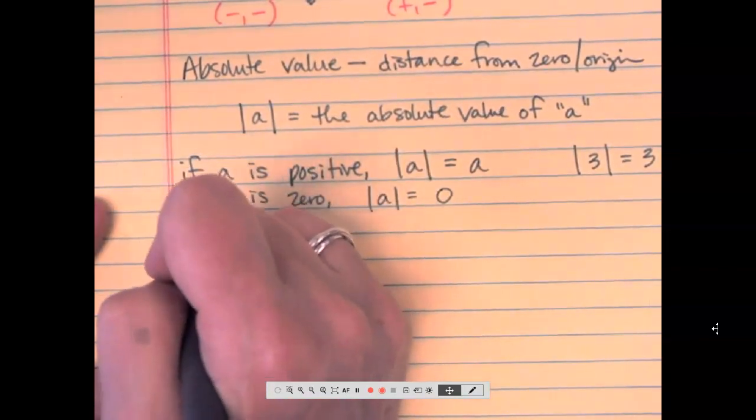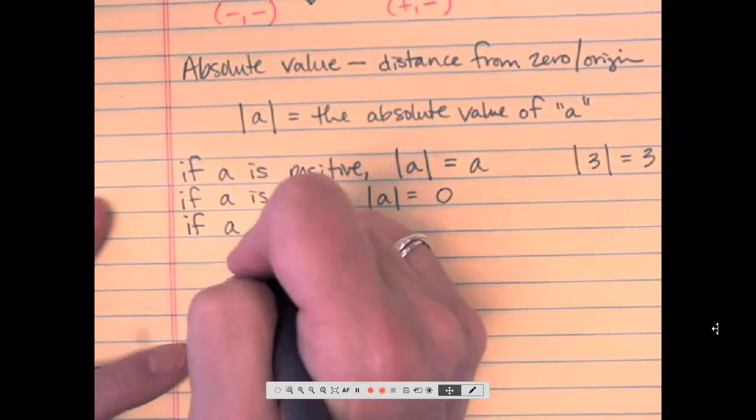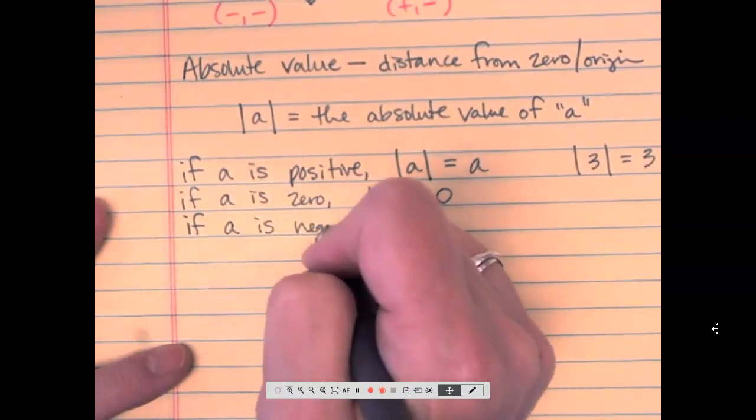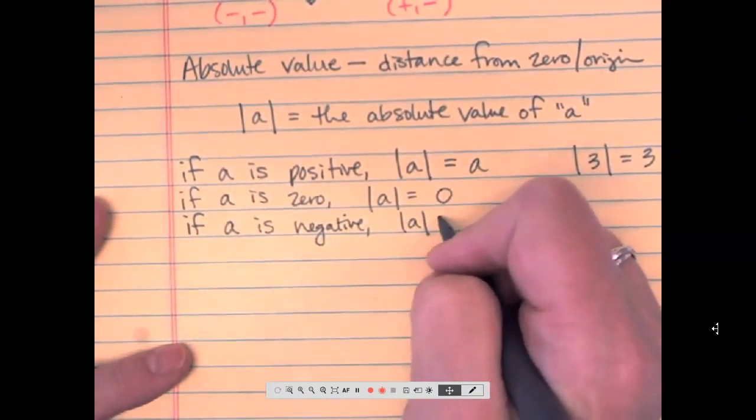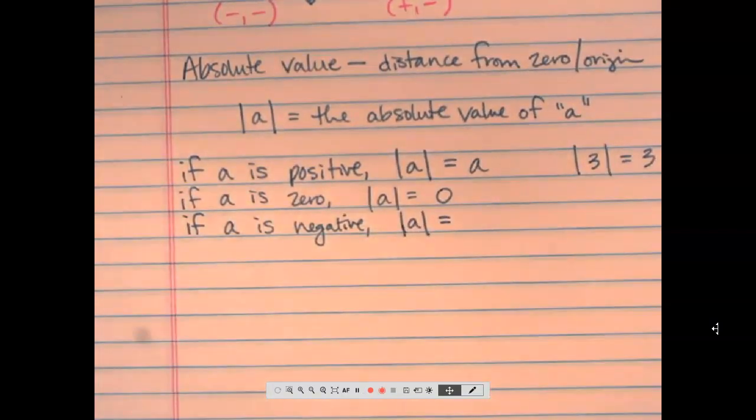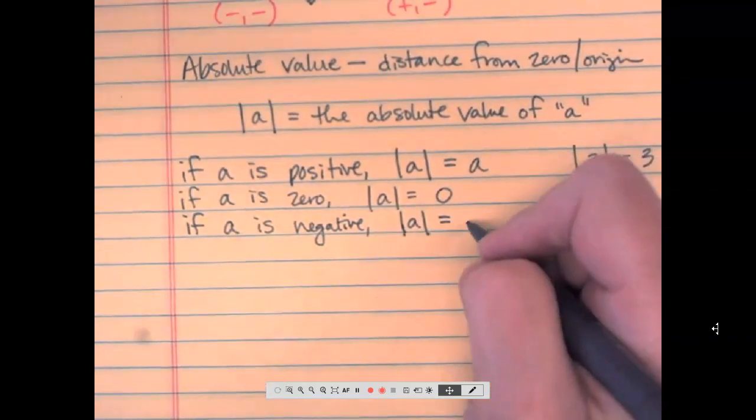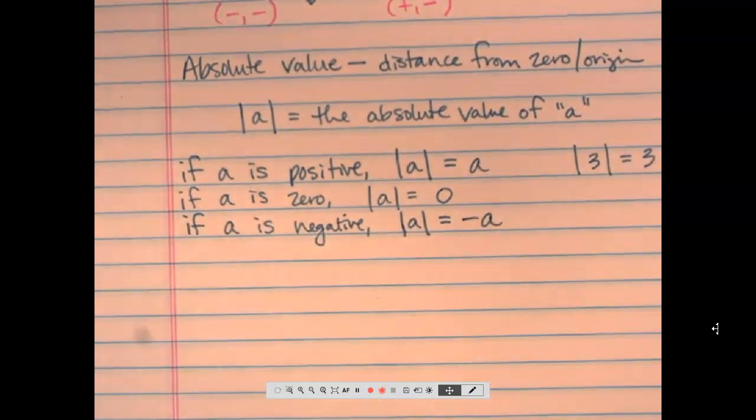Okay, this one gets tricky, and I want you to think about it. If A is negative, the absolute value of A equals what? I heard one correct answer. Oh, my Lord. You surprised even yourself, huh?